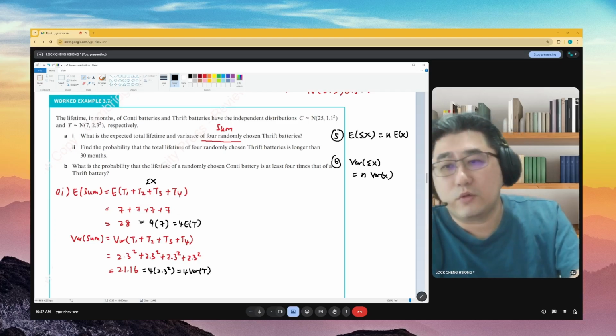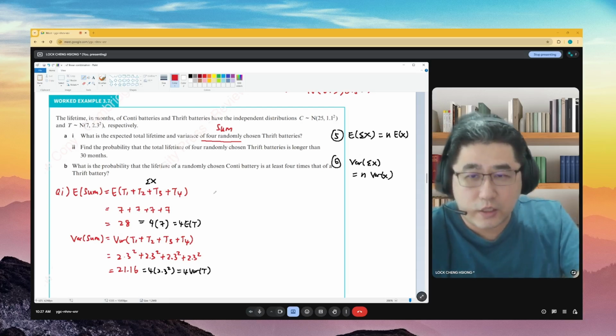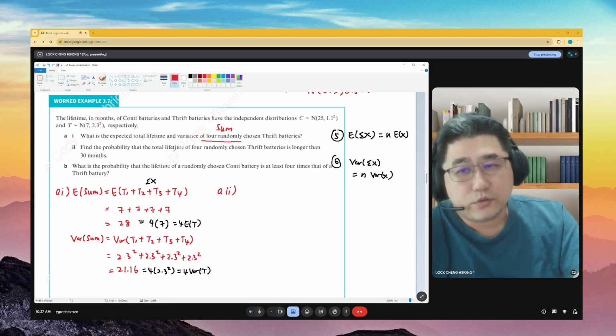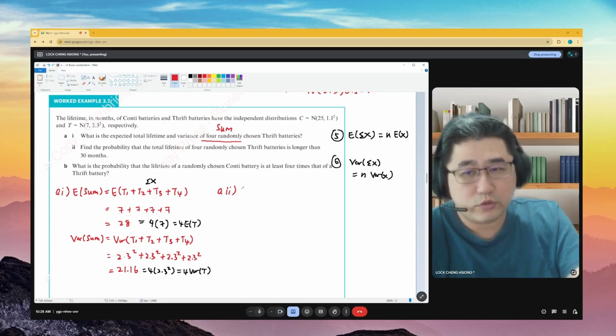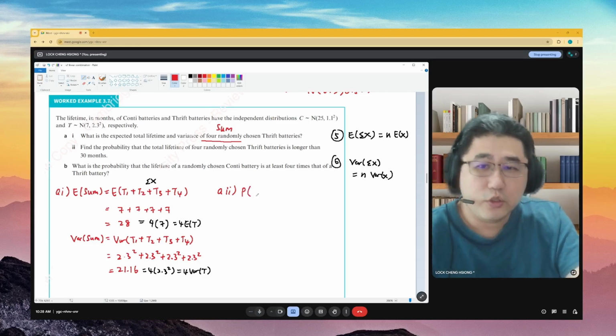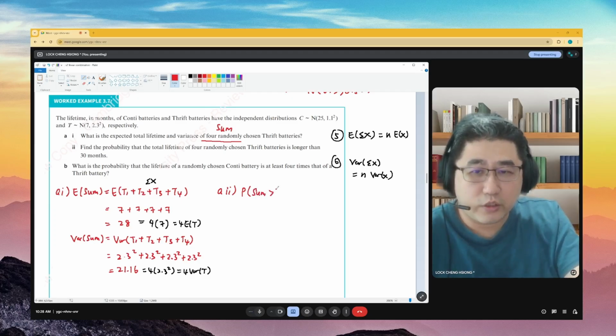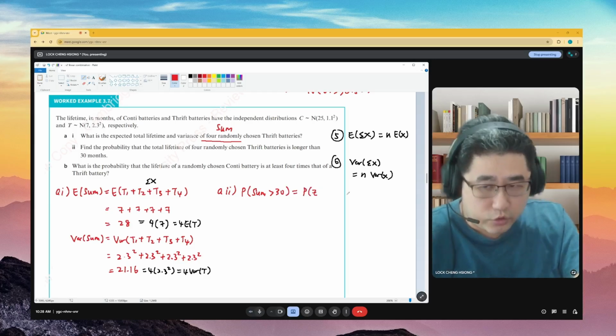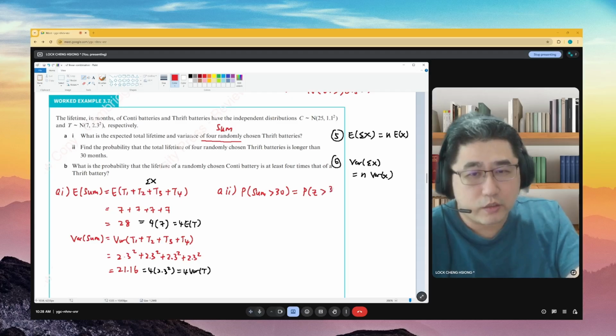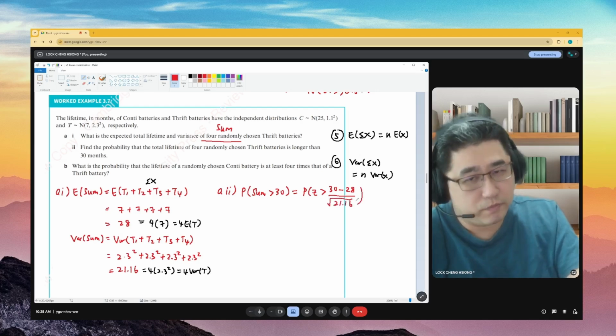Okay, so next, A(ii). Let's see what A(ii) is talking about. Find the probability of the total lifetime of 4 randomly chosen thrift batteries is longer than 30 months. So I change it into mathematics first. So I have the sum is greater than 30. So sum here, this is a normal distribution. So Z greater than 30 minus 28 over square root of 21.16.